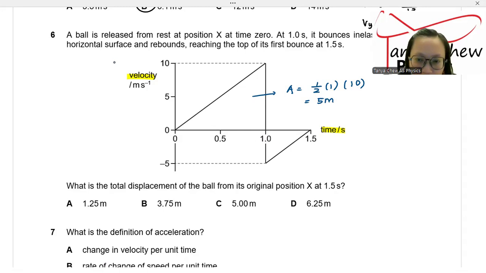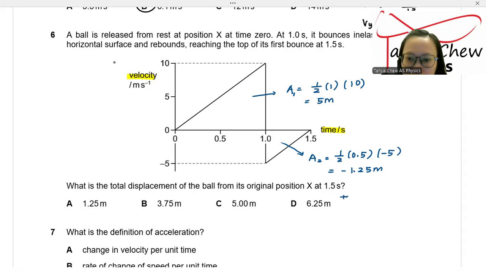And then after that, I'm finding the area of this one. Area 1 and area 2. Is that okay? So it is half times 1.5 minus 1. You should be able to get 0.5. This is the width of it, and the height is negative 5. Remember, displacement is a vector quantity, so you have to put in the negative value. And I got negative 1.25 meter.